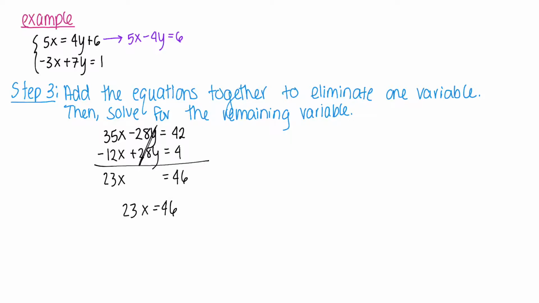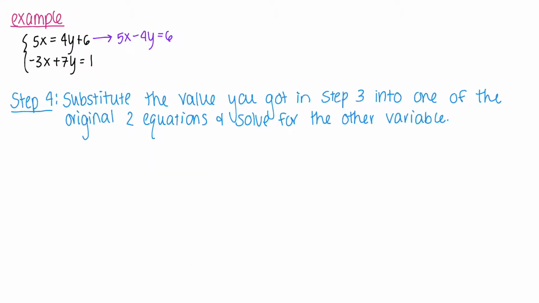So I can now solve for x by dividing by 23 on both sides, and those will cancel. I get x is equal to 2. Now all we have left is to figure out what y is. And remember that x is 2. Let's go to the next slide. And then just write up here x is equal to 2 to remind us.